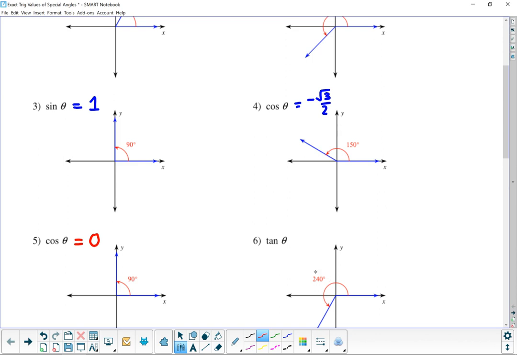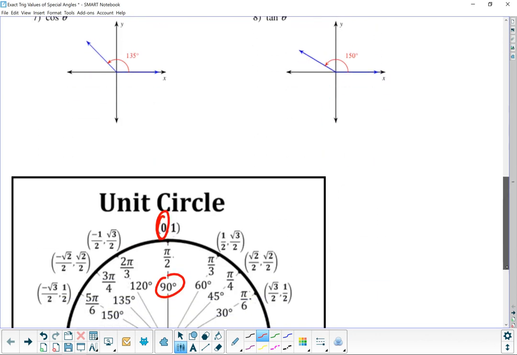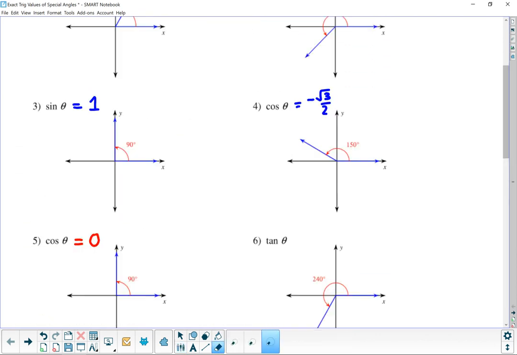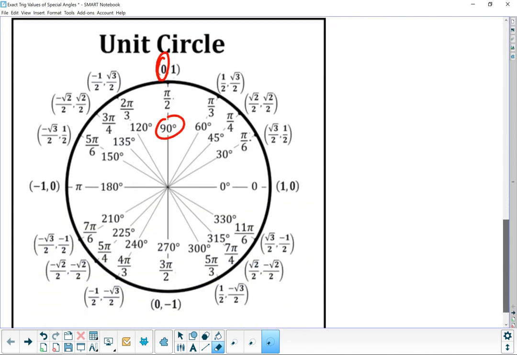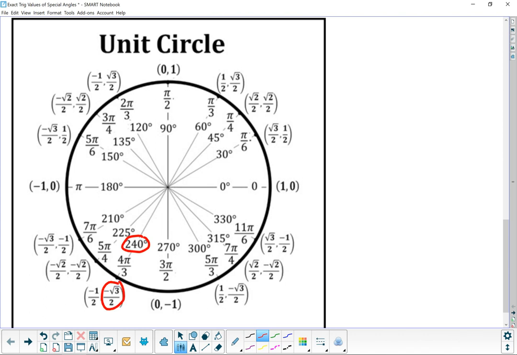Okay, tangent of 240 degrees, number 6. All right, so I'm looking for tangent of 240 degrees. 240 is down here. The tangent is going to be the sine, which is the y value. So I'm going to write that down. Negative radical 3 over 2 divided by the cosine, which is the x value. So the cosine is going to be negative 1/2.